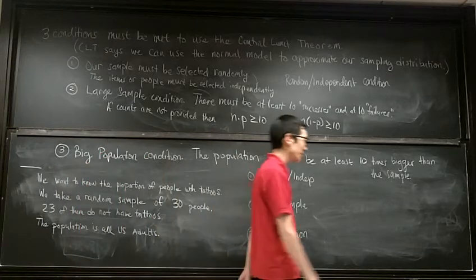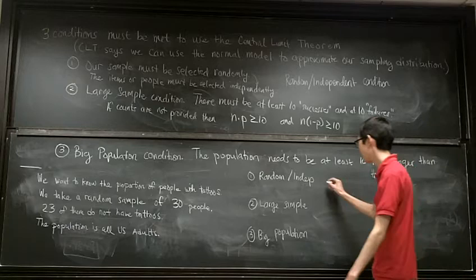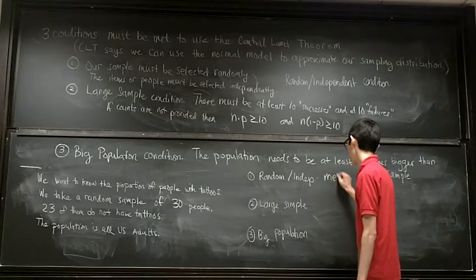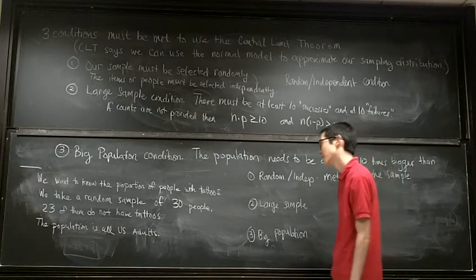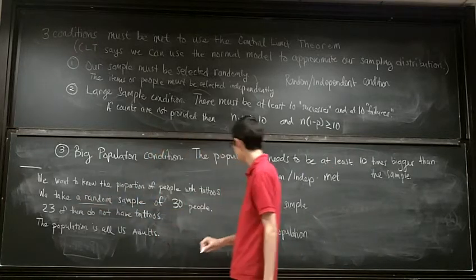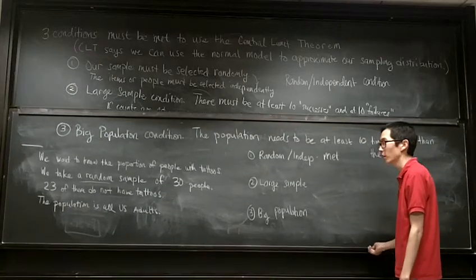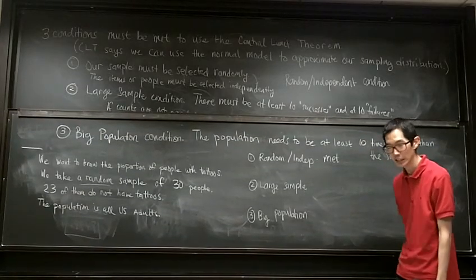Okay, is the random and independent condition met? Yes, this is met. How do we know? It says we took a random sample, so that's good. Okay. Large sample condition, is that met? No. Okay. How do we know it's not met?